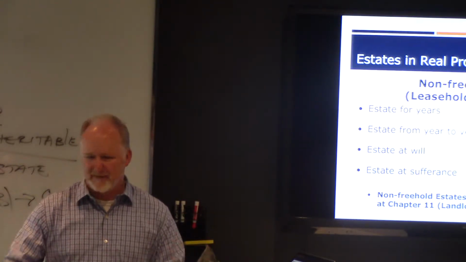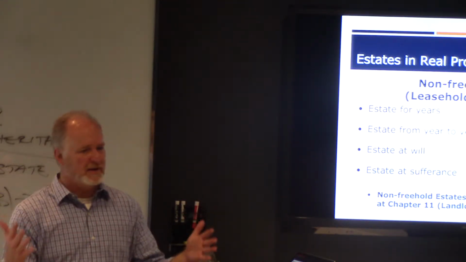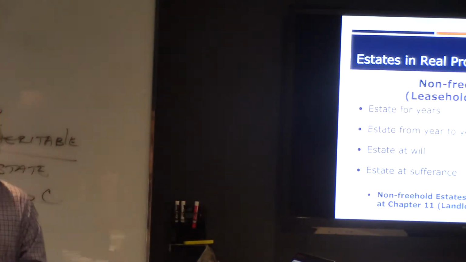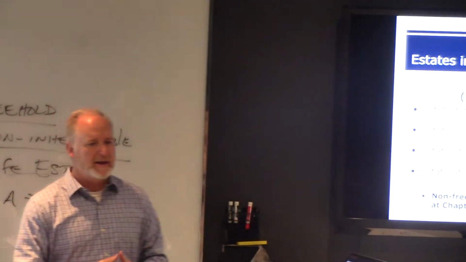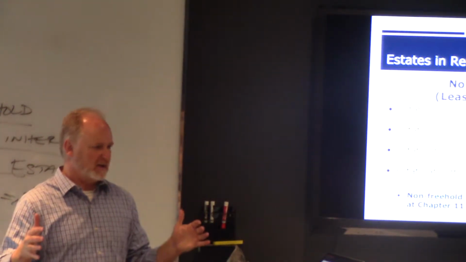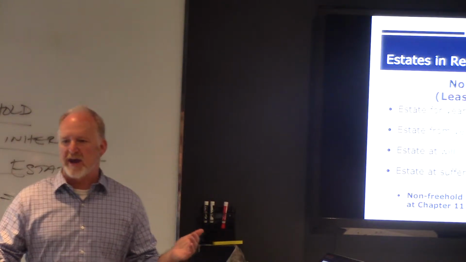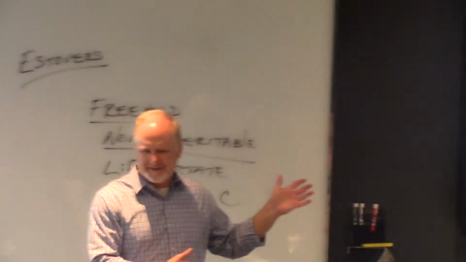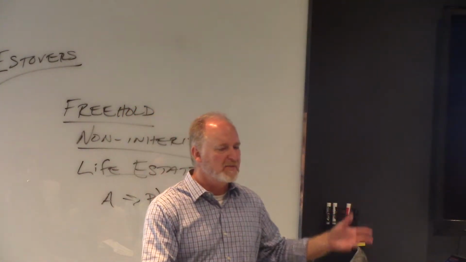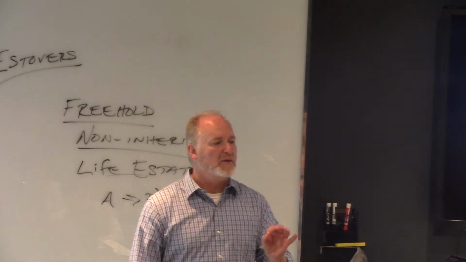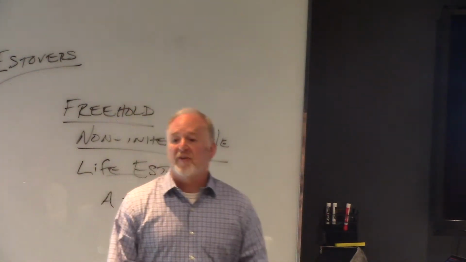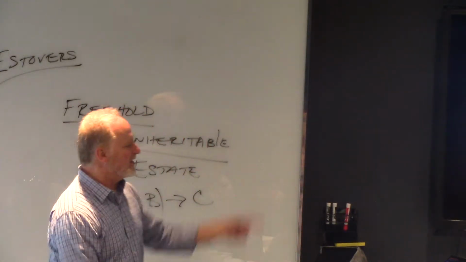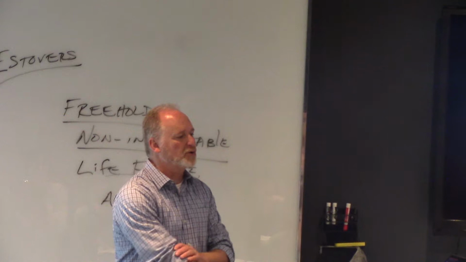Make sense? Okay. That's the only connection I'm trying to make. What I want you to know right now about the non-freehold estates is simply a distinct characteristic of each one of them. That's all I'm going to focus on right now. If you haven't looked ahead, chapter 11 is the landlord-tenant chapter. Does it make sense that I'm going to revisit these again in landlord-tenant? The non-freehold estates are also known as leasehold estates. Does that make sense?